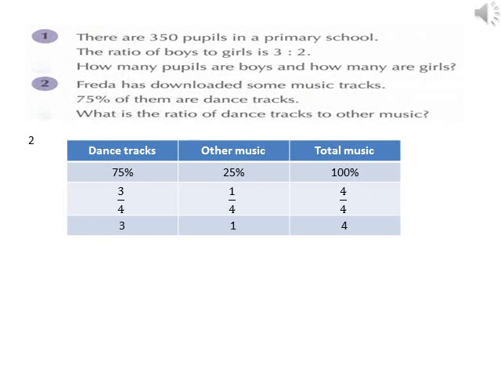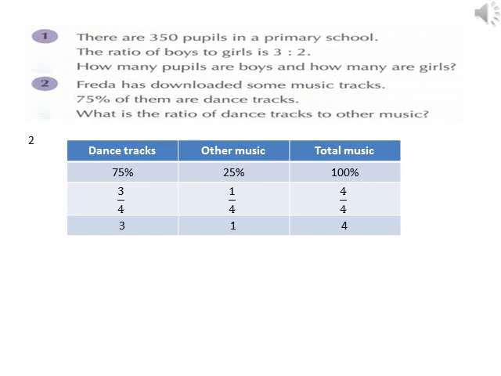She said here 75% of them are dance tracks. So I'm putting 75% in the dance track column. And the other music, of course, is the remaining part, which is 25%, to make the total 100%. So if you just know, and I believe that you know that already, 75% means 3 over 4, and 25% means 1 over 4, which is a quarter, and the total is going to be 4 over 4, which is a whole one.